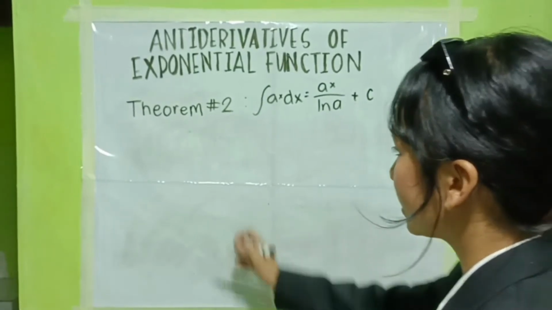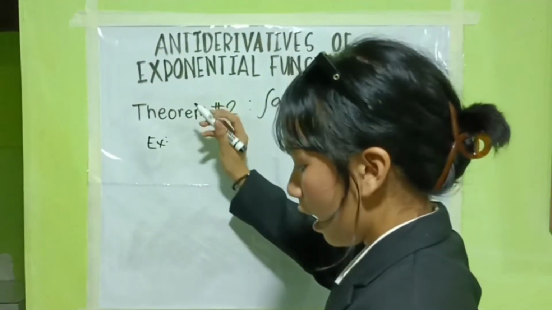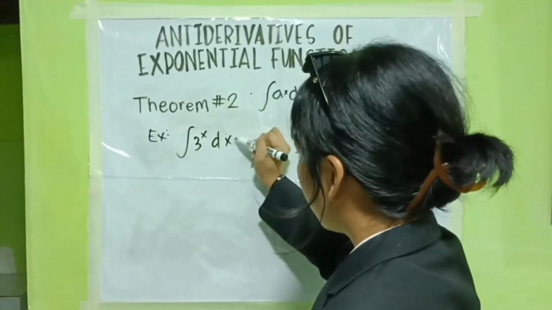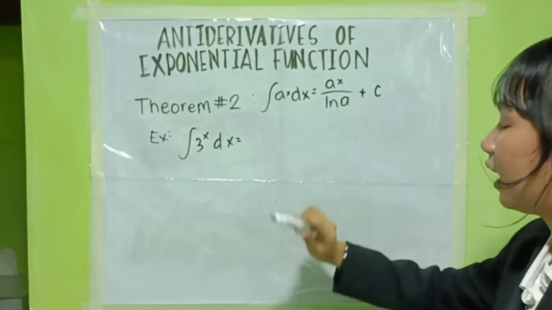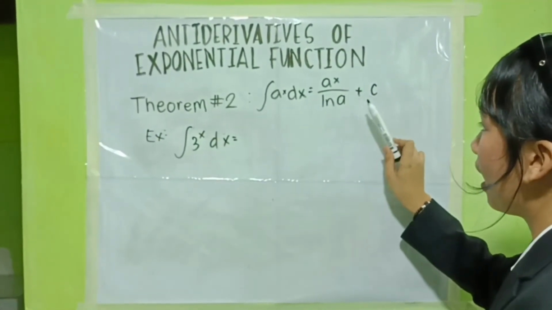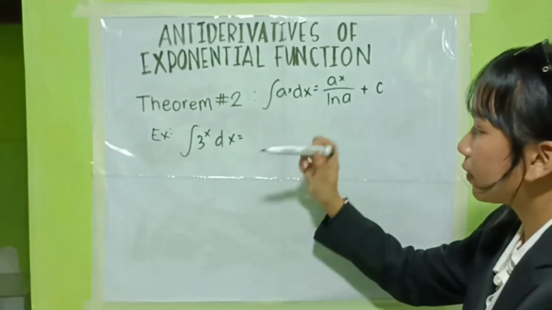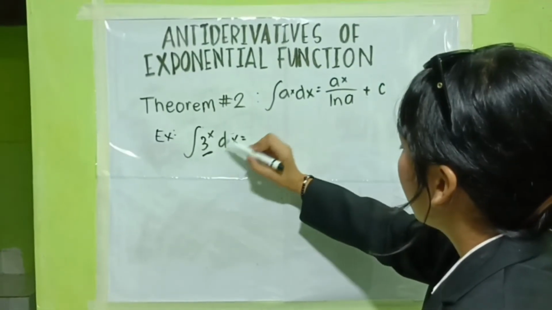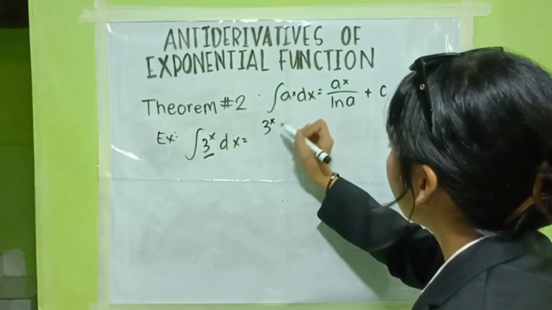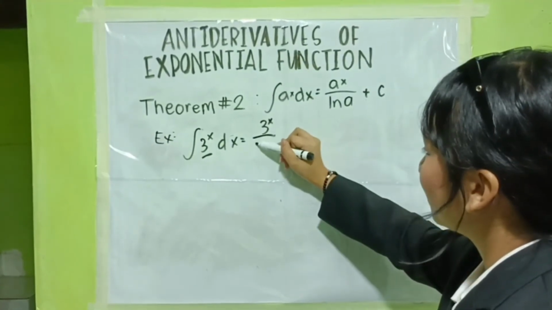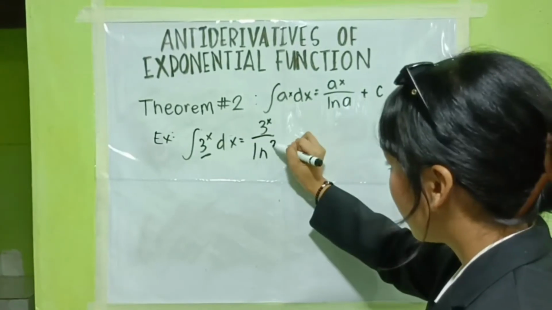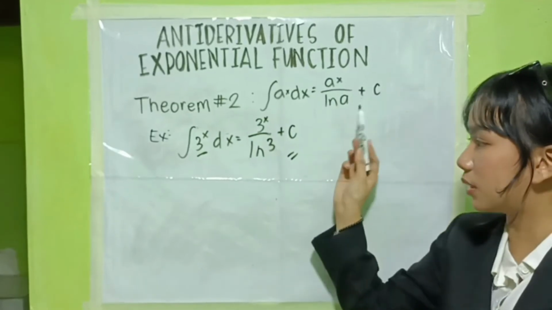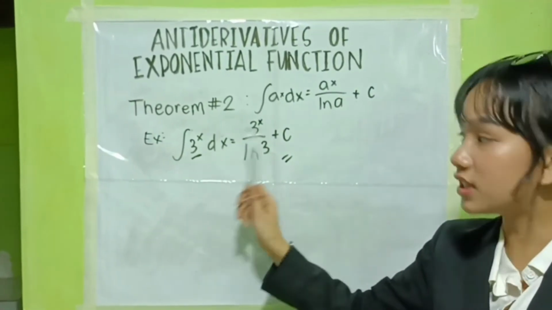For our first example, we have the integral of 3 raised to x dx. What we simply do here is apply this formula by substituting the value of a. The value of a here is 3. So it equals 3 raised to x over ln 3 plus c. That is our final answer. We're just substituting the value of a in a raised to x.